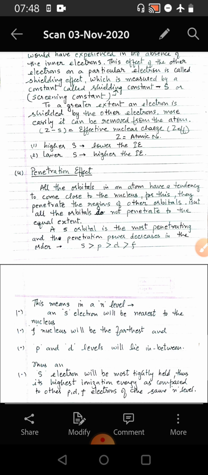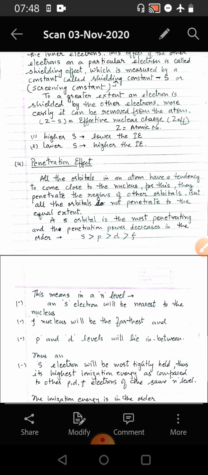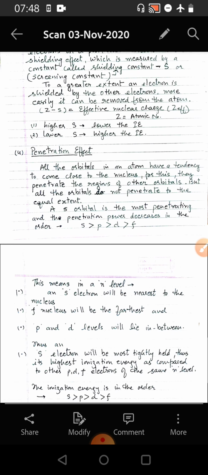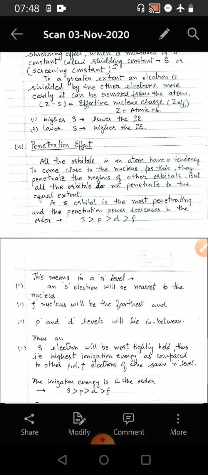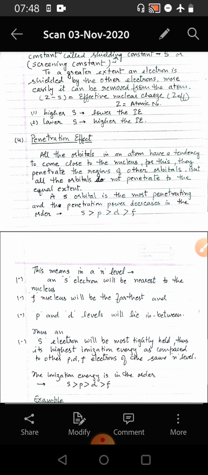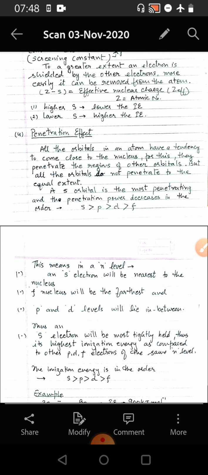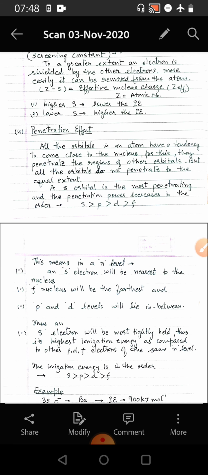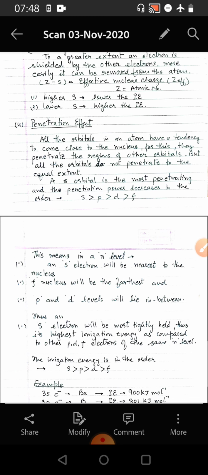To a greater extent an electron is shielded by the other electrons, the more easily it can be removed from the atom. So Z minus S is equal to the effective nuclear charge, Z effective, where Z is the atomic number and S is the screening constant. A higher value of S means lower ionization energy and a lower value of S means higher ionization energy.